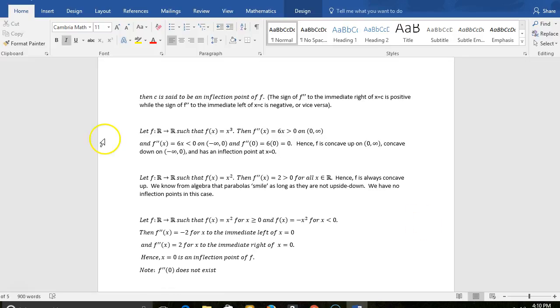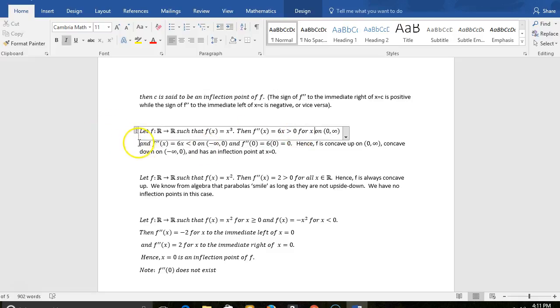Now, let's do an example. Let F be a function from the reals to the reals such that F of x equals x cubed. Then F double prime of x equals 6x. Remember, for F double prime, you differentiate twice. You do the derivative twice. F double prime of x equals 6x, which is certainly greater than 0 for x on 0 to infinity, for x on the positives, because if x is positive, 6x is certainly positive.